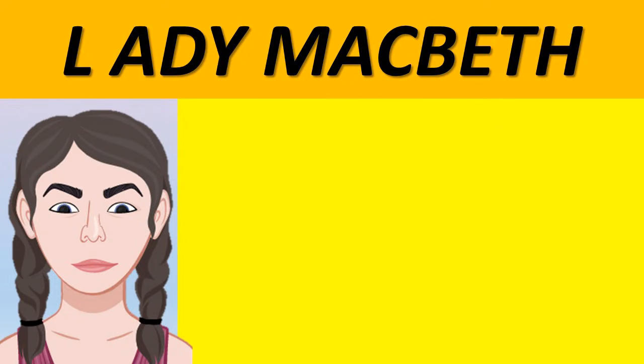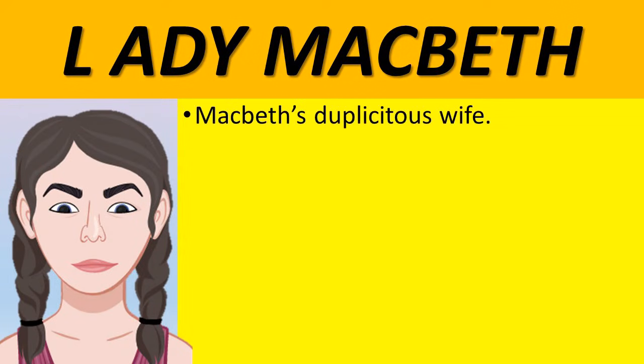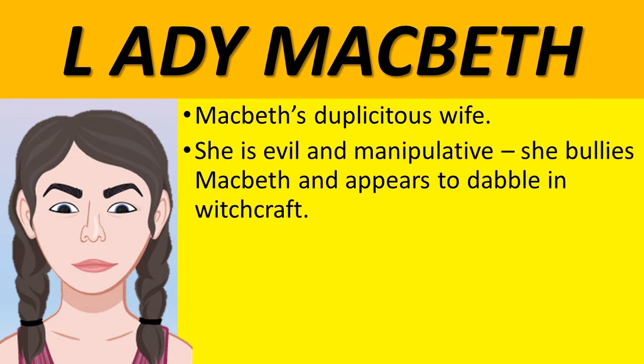Lady Macbeth is his wife. She is duplicitous, so she's very two-faced. She can be charming to her guests, but deeply manipulative and calculating otherwise. She is someone who bullies Macbeth and is also someone who appears to dabble in witchcraft in the play, which would have been deeply shocking at the time.